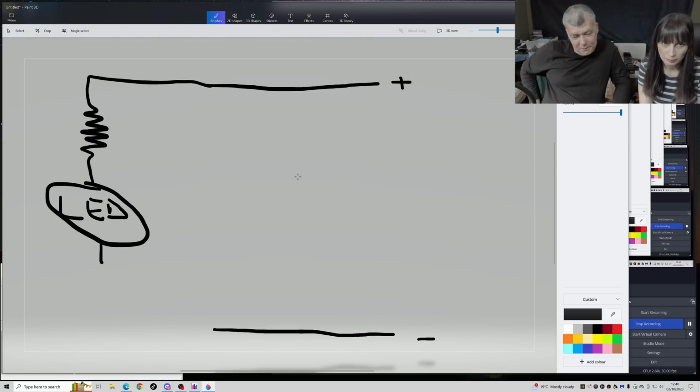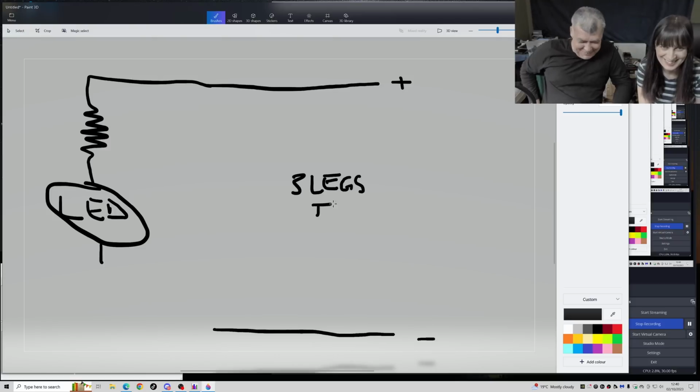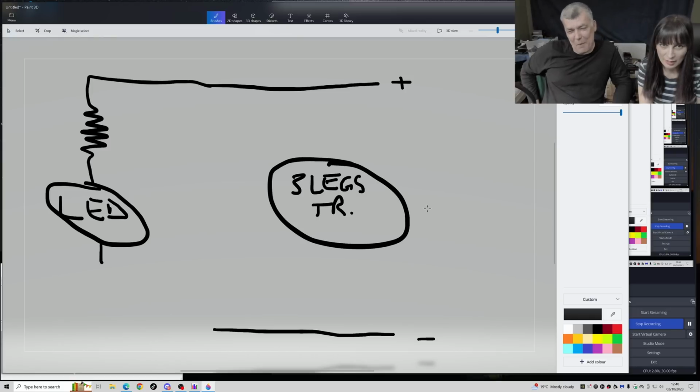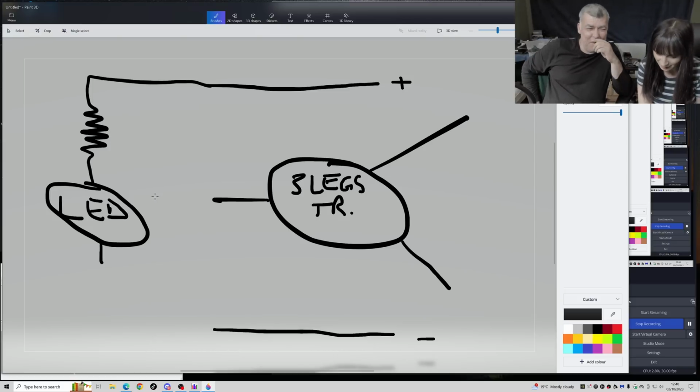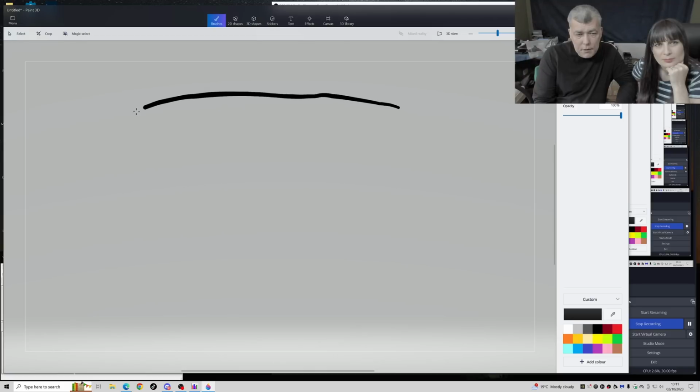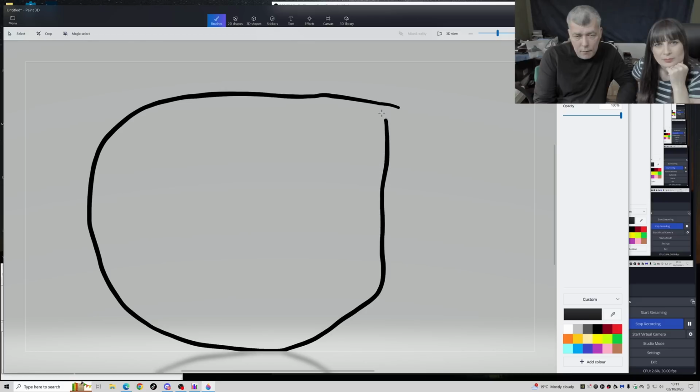Here you have the 3 legs transistor. Okay, this is a transistor. Inside the transistor, you have 3 junctions.